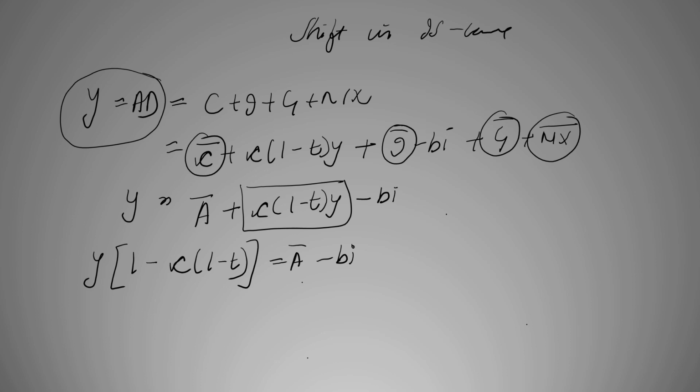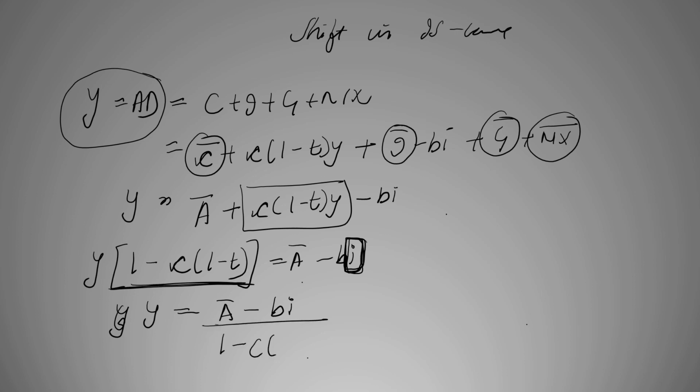So now what we have to do is find this equation with respect to I. So we will divide by this term, 1 minus C1(1 minus T), and this is what we call our multiplier, right? So can we say Y equals A minus bi multiplied by this multiplier, right?